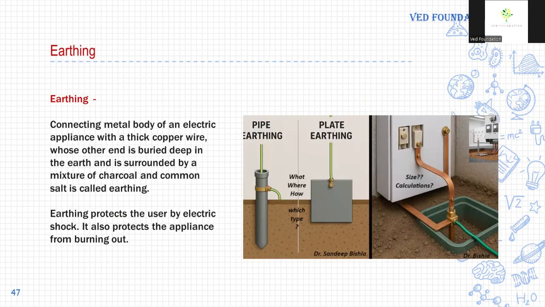Earthing. Connecting the metal body of an electric appliance with a thick copper wire whose other end is buried deep in the earth and is surrounded by a mixture of charcoal and common salt is called earthing. In earthing, there is a metal plate made up of copper and a thick wire. At one end of the wire the metal plate is connected, and the other end is buried deep in the earth and surrounded by a mixture of charcoal and common salt. Earthing protects the user from electric shock. It also protects the appliance from burning out.